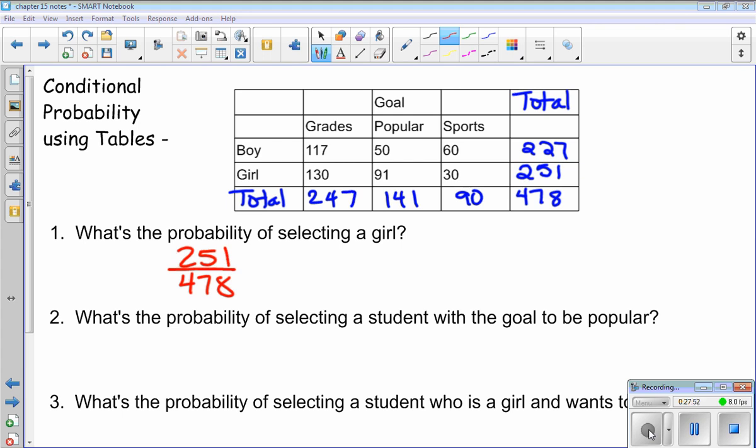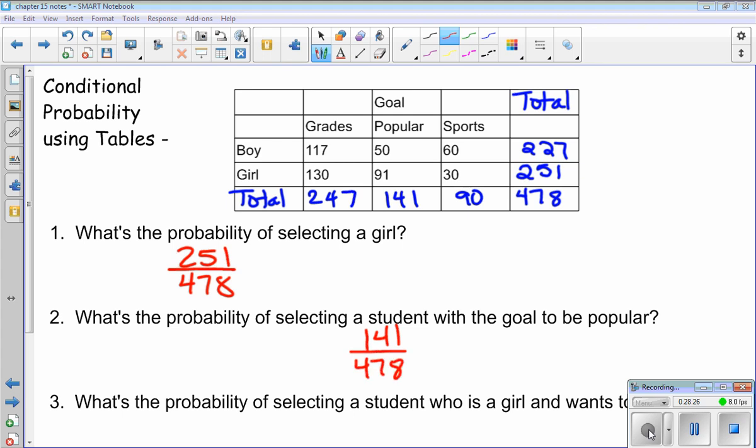Who wants to do that one? Aditya, help me out. Aditya, your voice got all higher, like you threw it across the room with ventriloquism. That's pretty impressive. Go ahead, Aditya. What's number 2? Goal to be popular. What's the total of popular? Oh, all right. And then we're going to divide it by the total, okay?